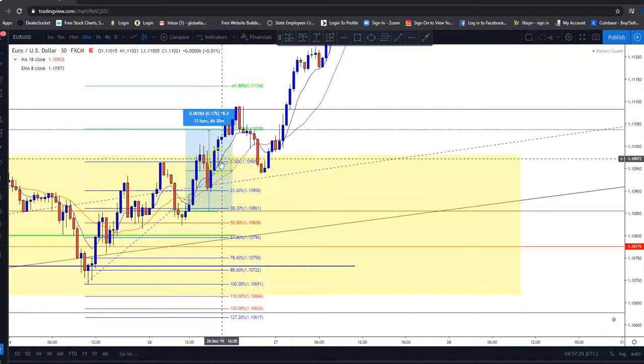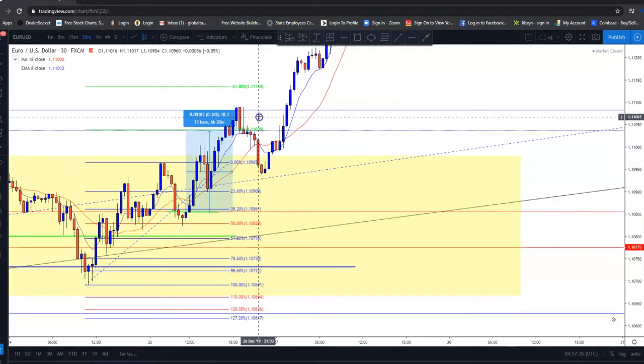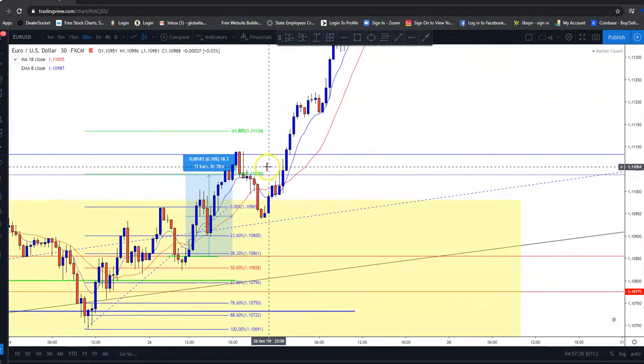Again, since I'm doing that short-term trade, that trade in general took a total of 6 hours. So if I break it down again, 6 hours, I made 18 pips.